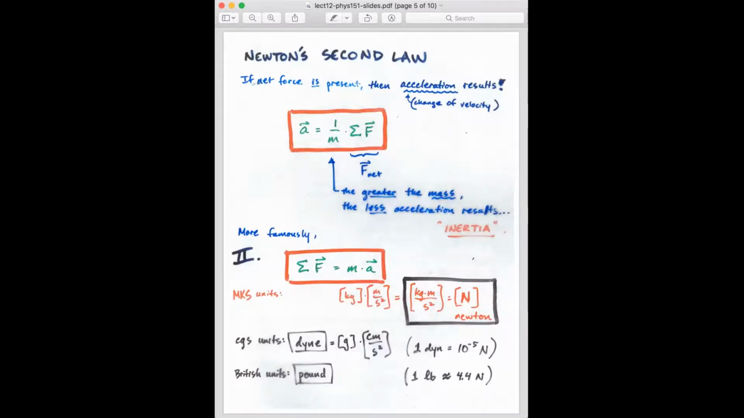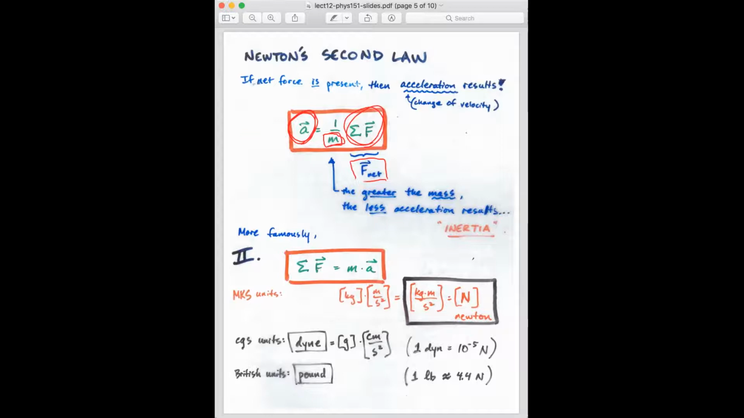And it basically says that if there is net force present, okay, so here is the net or total force over here on this right side, then the object that experiences that net force, which is going to be the object with mass m, will experience an acceleration, period. Okay, so notice this: Newton's first law automatically flows from Newton's second law. So Newton's second law is this equation right here.